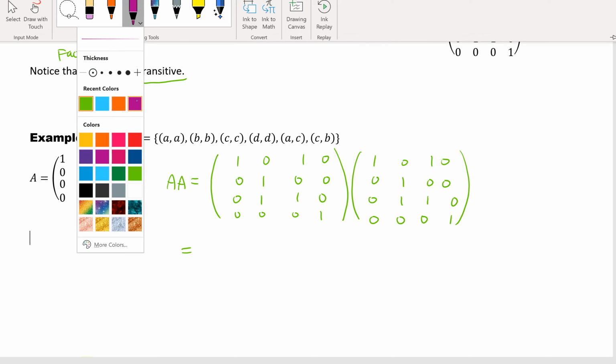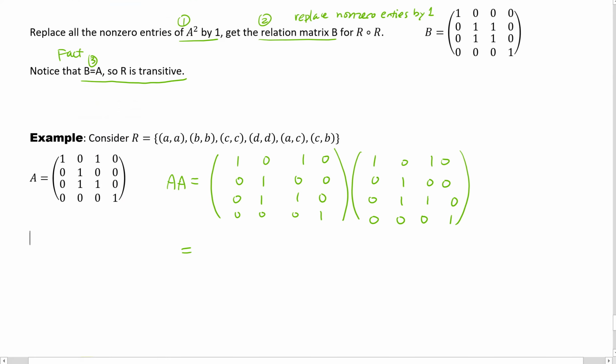Which color do you like? How about purple?